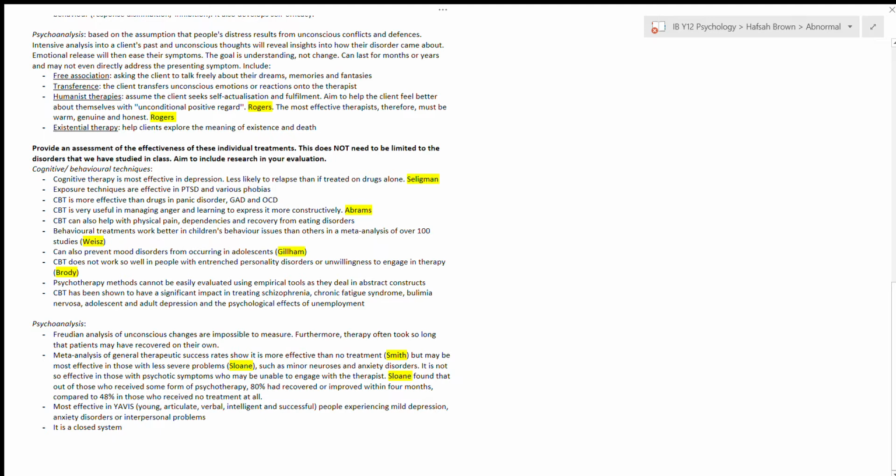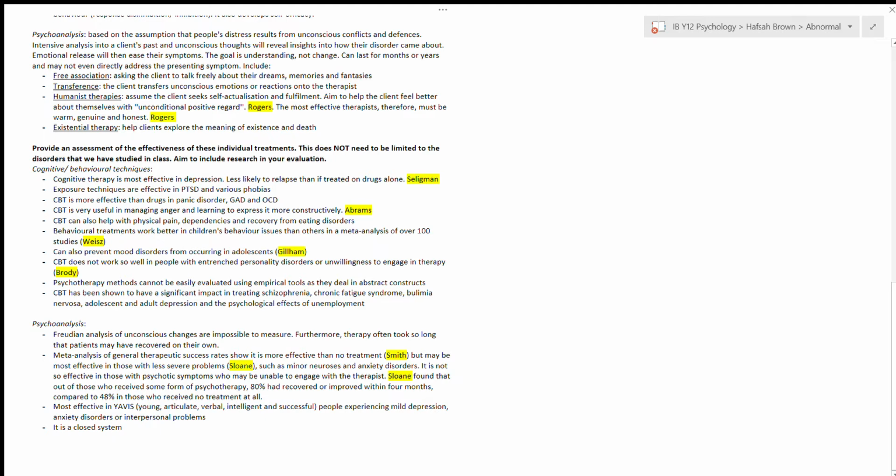So what is psychoanalysis? Psychoanalysis is basically very classical Freudian psychology, and it is based on the assumption, important word, that people's distress results from unconscious conflicts and defenses. So these things are not necessarily able to be measured or able to prove that they even exist.